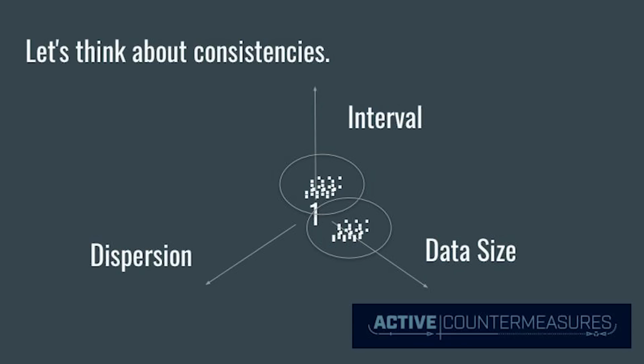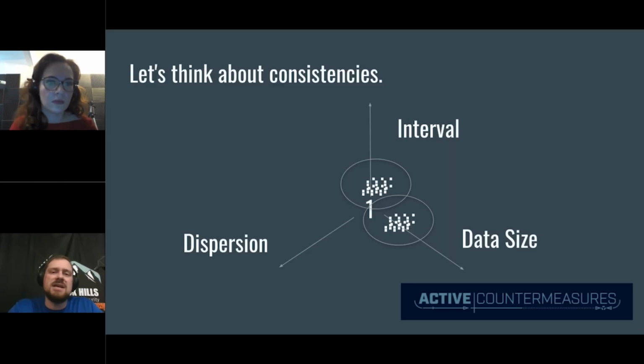Now, what does data size do? If we have a consistent data size, and you'll see this a little bit later in this video, a consistent data size means we could have a random interval or even dispersion. But if every time the backdoor connects outbound, it's making the exact same connection, checking for commands, then the data size would be consistent.